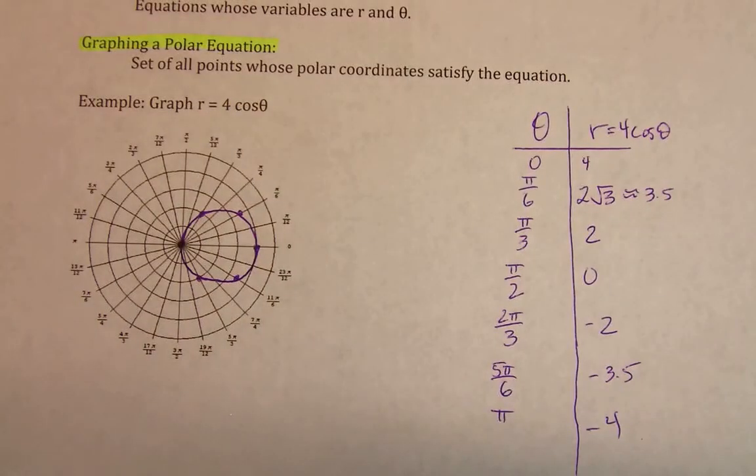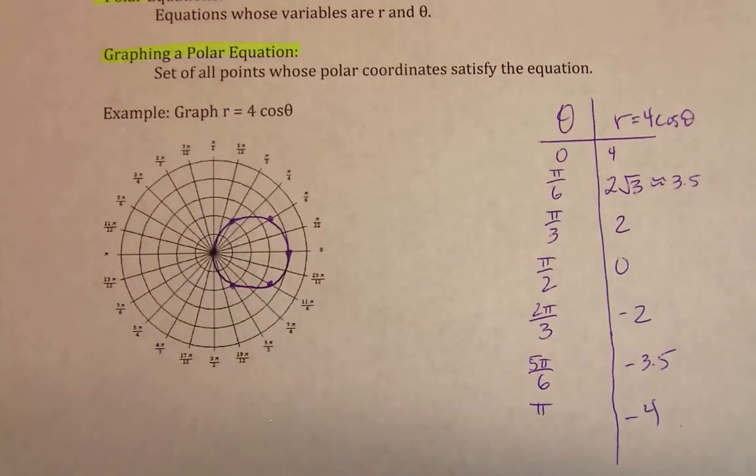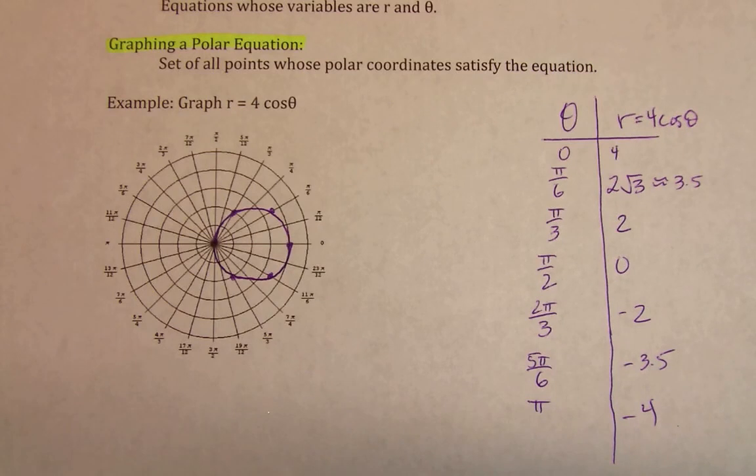Okay, and that's how we graph those circles. And if we had a sine function, it would be up here or down here. And that actually brings us to the end of section 6-4.